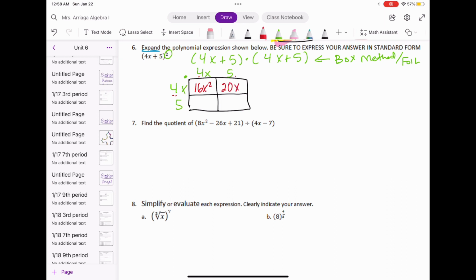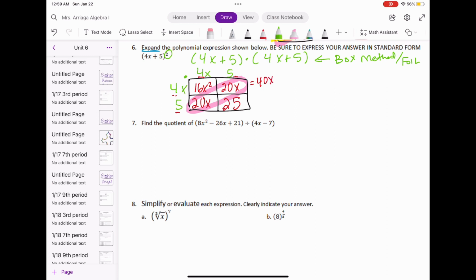Five times 4x, that's 20x. Again, the top 4x times the bottom 5, that's 20x. And the 5 times the 5, that's 25. Remember that we have to combine those 20x's, the diagonal line, which gives us 40x.